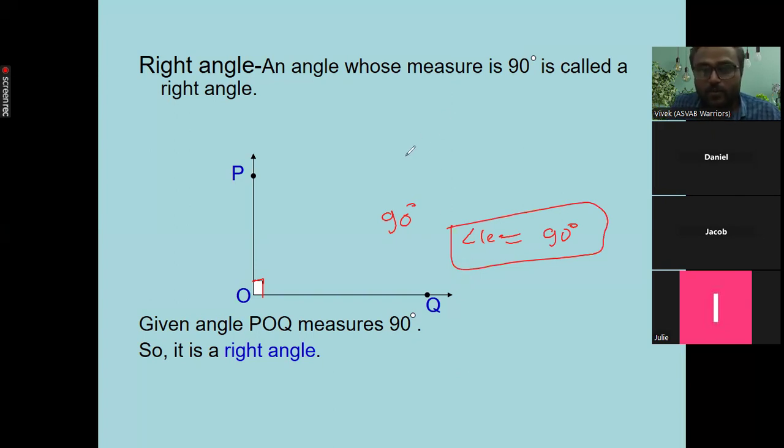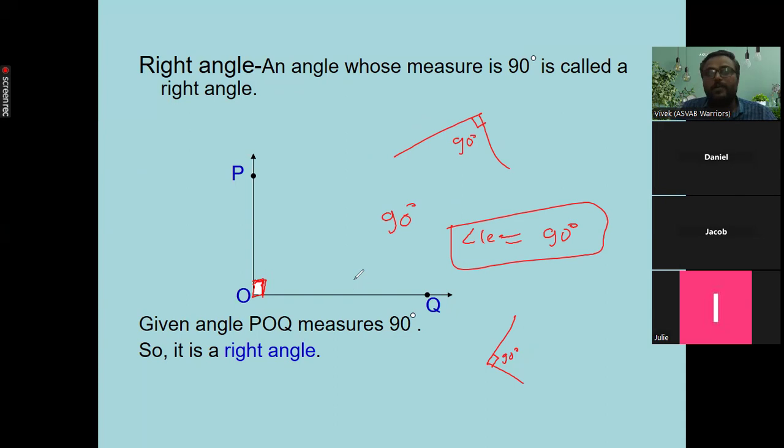They will most often look like this and they'll have a small box whenever they form. They can even look like this. They can change their shapes and their orientation as well. But what is going to be sure is the 90 degree over here.